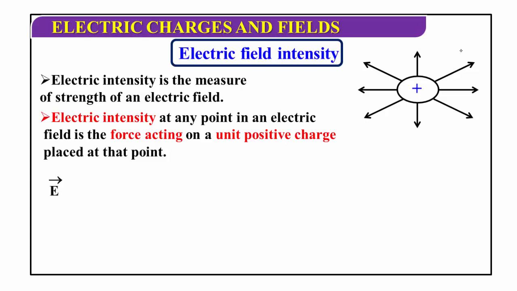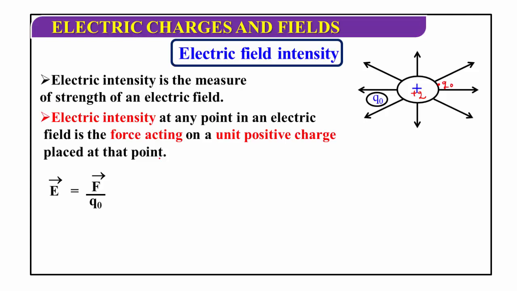Electric field intensity or electric field is mathematically denoted by the symbol vector E. Here I consider a source charge plus Q. If a test charge is placed at a point in an electric field, it experiences a force F. Then the electric field intensity E is equal to F divided by Q naught. Q naught is a test charge whose magnitude is very small and whose presence does not affect an already existing electric field in that region, so it is called a test charge.